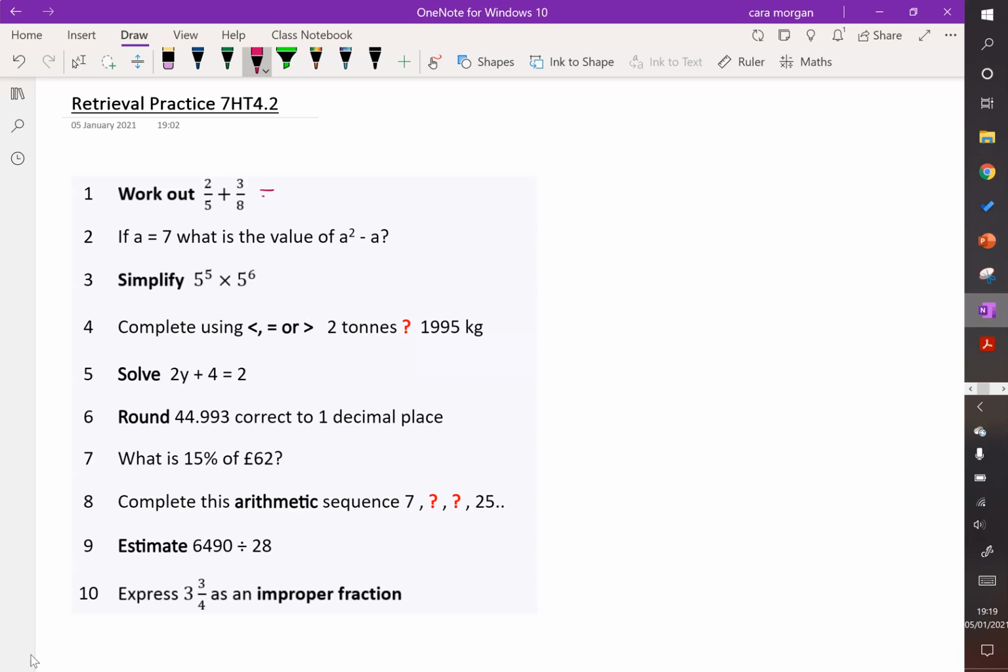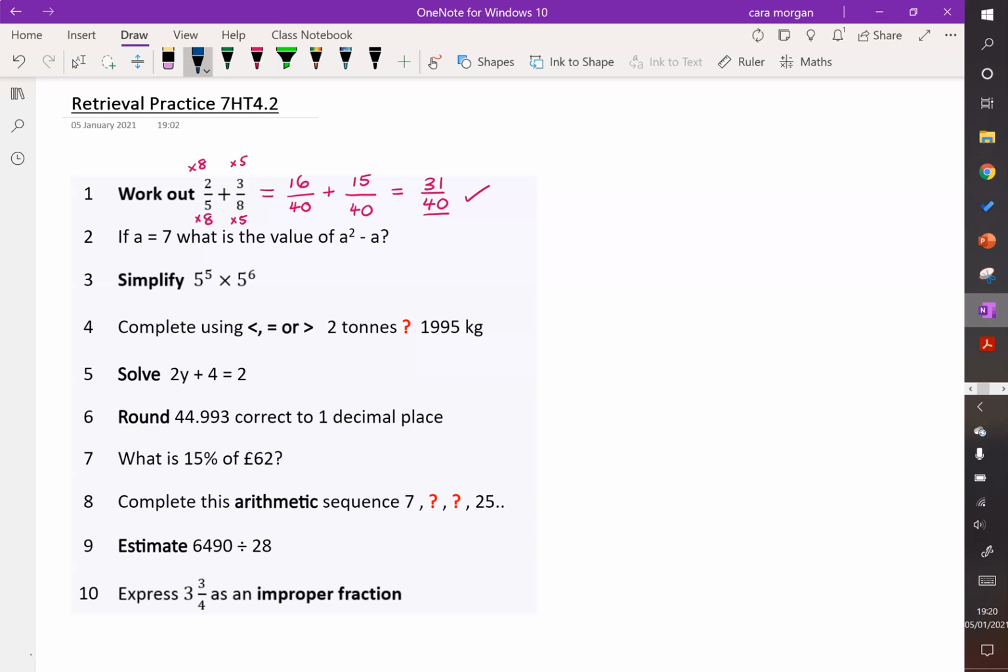Now remember, before you add two fractions together, you need to find a common denominator. 40 is a nice choice because I think that's the lowest common multiple of 8 and 5. I would have to multiply the first fraction by 8, which is 16 out of 40, and the second fraction by 5 to give me 15 out of 40. I'm then going to add those together, and I believe I get 31 out of 40 as my answer.